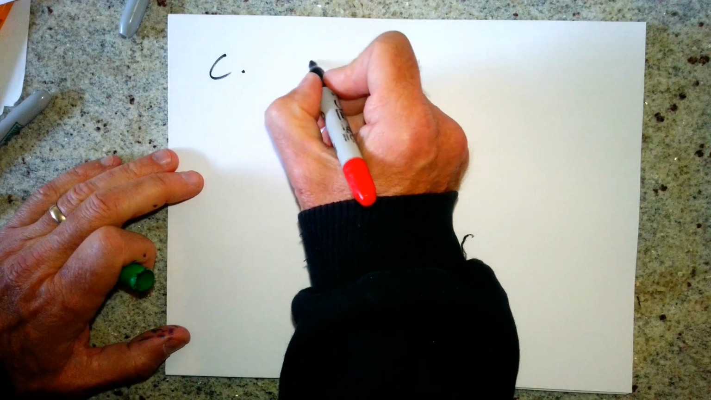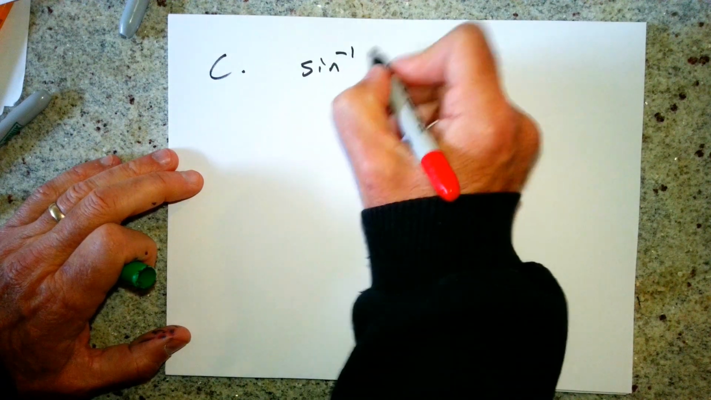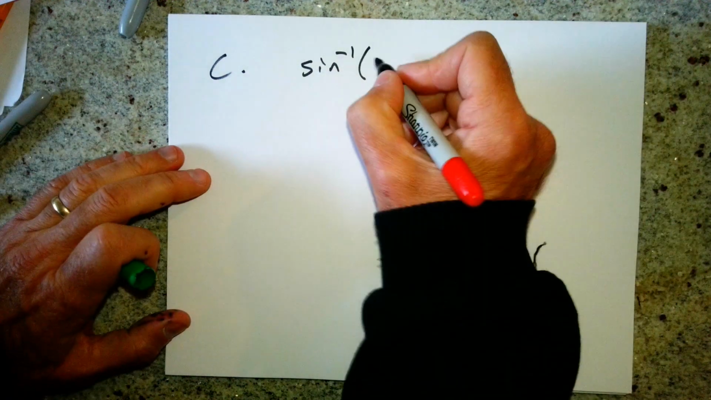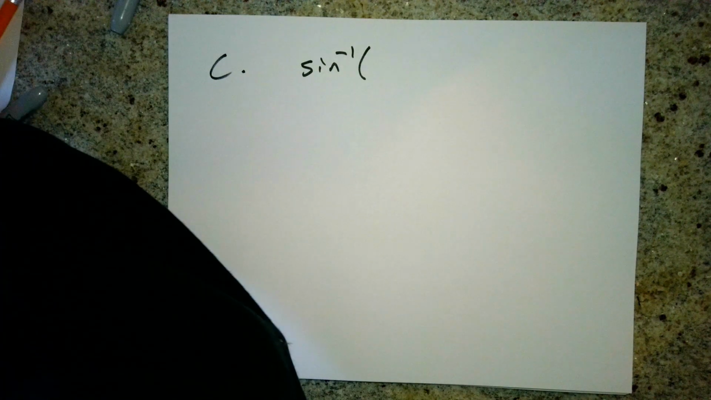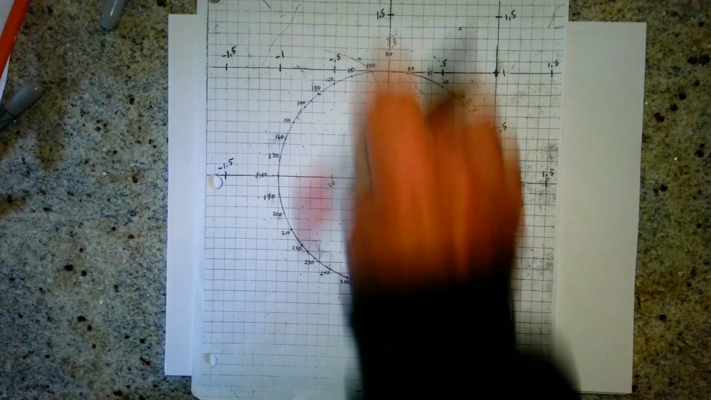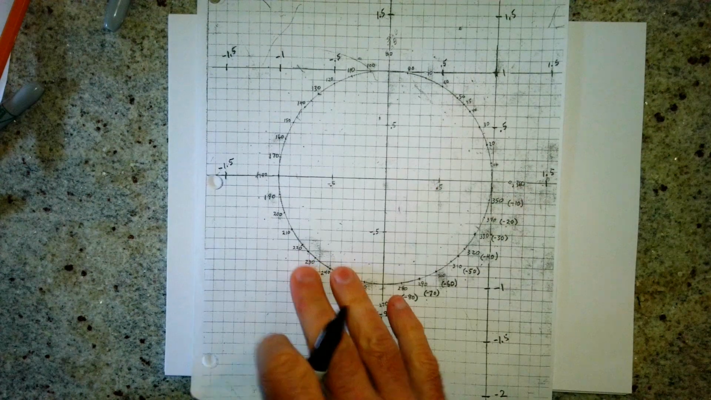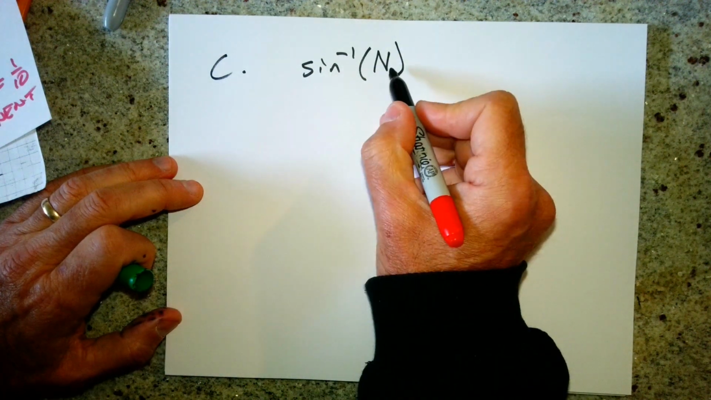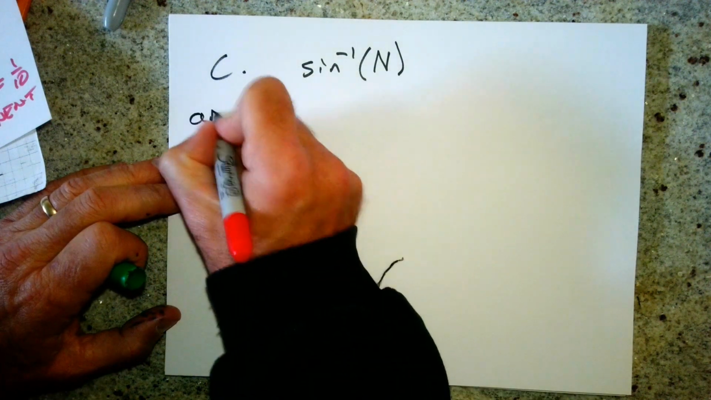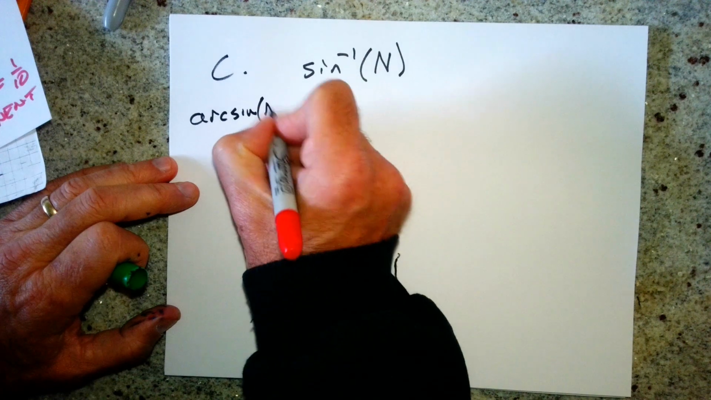When you see this, sine -1 of something, and I hate to use x or y here because we've been using x and y to mean the sine and cosine coordinates on the unit circle. So I don't use x and y here. I use the letter n. Inverse sine of a number, also could be written arc sine of n.